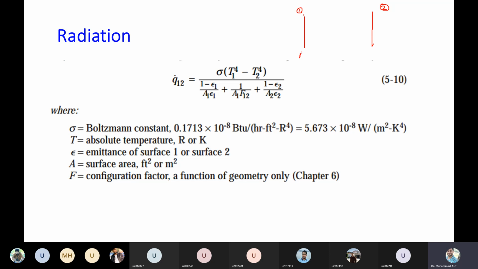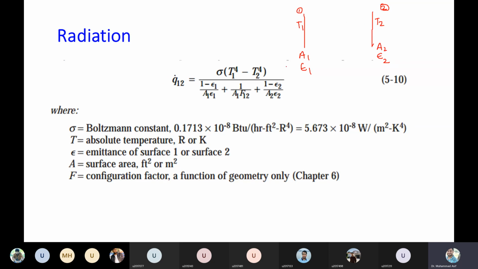Let's say this surface has the properties, area A1 and emissivity epsilon 1. Similarly, the second surface has the area A2 and the emissivity epsilon 2. Let's say the temperature on surface 1 is T1 and the temperature on surface 2 is T2. Now, how to calculate the net heat transfer between these two surfaces, right? We'll use this formula.